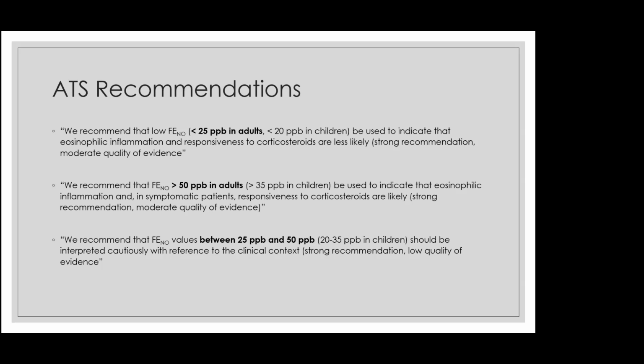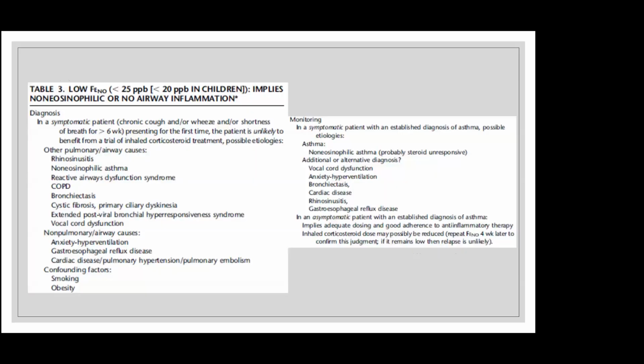However, they note that gray areas, meaning a FeNO value between 25 and 50 in adults, should be interpreted cautiously with reference to the clinical context. As you can see, the reference ranges are different for children. I like these tables. They're from the American Thoracic Society guidelines. They tell you how you would use a low FeNO level in both the diagnosis and monitoring of patients suspected of having eosinophilic airway inflammation.